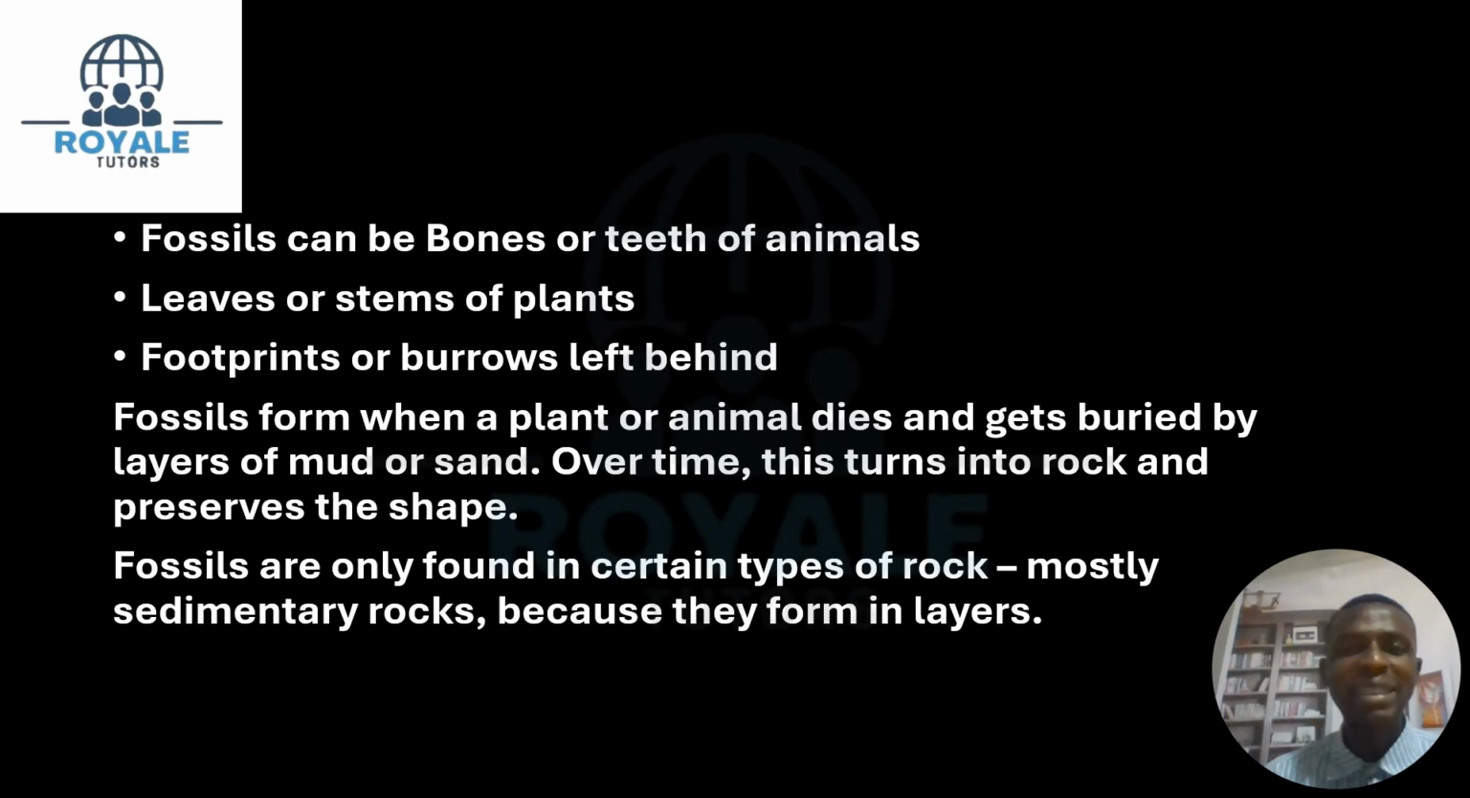Fossils are only found in certain types of rock, most especially sedimentary rock. Why do we find them most especially in sedimentary rock? The reason is because they are formed in layers. Remember what we said about sediments. These sedimentary rocks are formed in layers and it takes millions of years for them to eventually form. Isn't that interesting? That is about fossils.